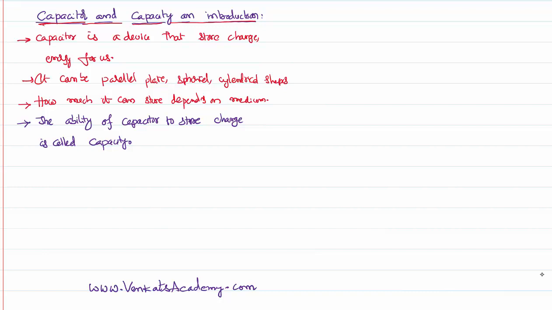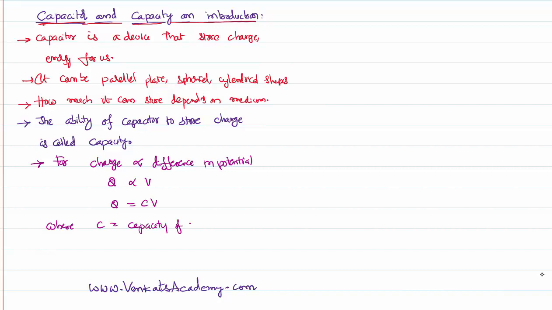We know that for a charge to flow from one point to another point, there shall be a difference in potential. Q is directly proportional to V. To eliminate the proportionality, we can put a constant C, where C is called the capacity of the device. So at a particular potential difference, a capacitor of capacity C is able to store a certain amount of charge.